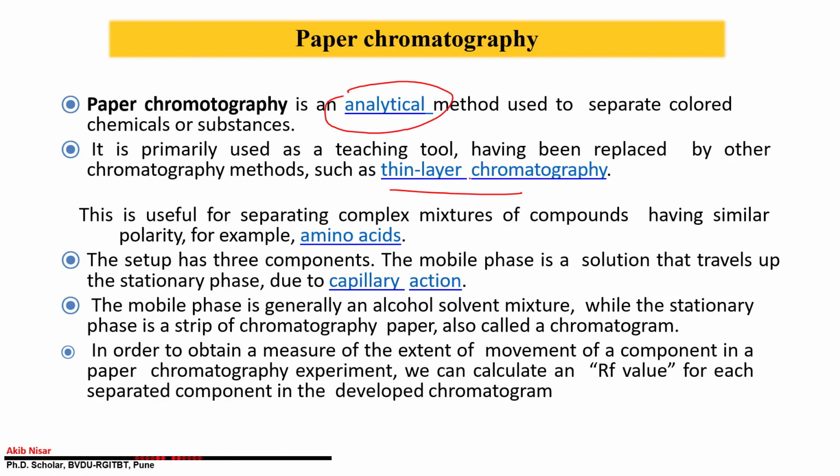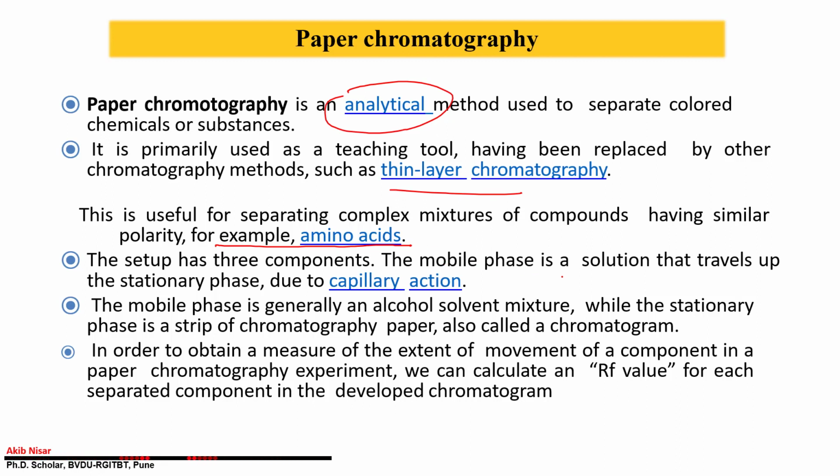Actually there is not so much difference between paper chromatography and thin layer chromatography when you see the principle, like both depend on adsorption as well as partition principles. I will tell the major difference in the later slides. This is useful for separating complex mixtures of compounds having similar polarity, for example amino acids. This type of paper chromatography is majorly used to separate amino acids. The setup has three components.